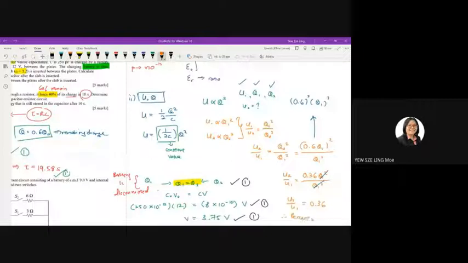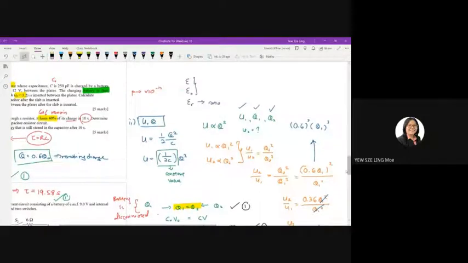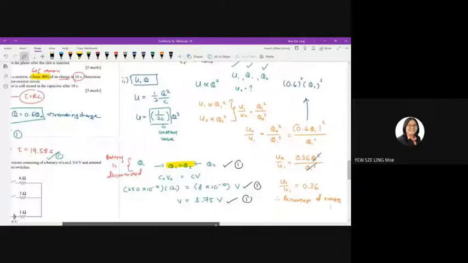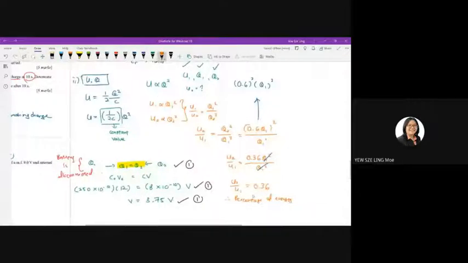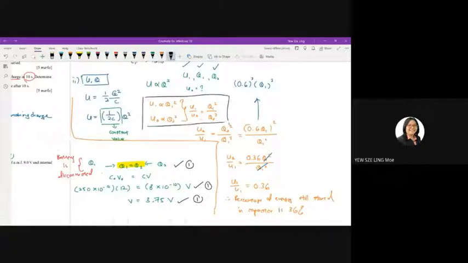So a percentage of energy. You have to write the full sentence, ya. Sini kamu kena tulis ayat lengkap. So percentage of energy still stored in capacitor is 36%. So that is how you solve question 2. So learn how to use this method. This method is very, very useful. It can be used in every single chapter.